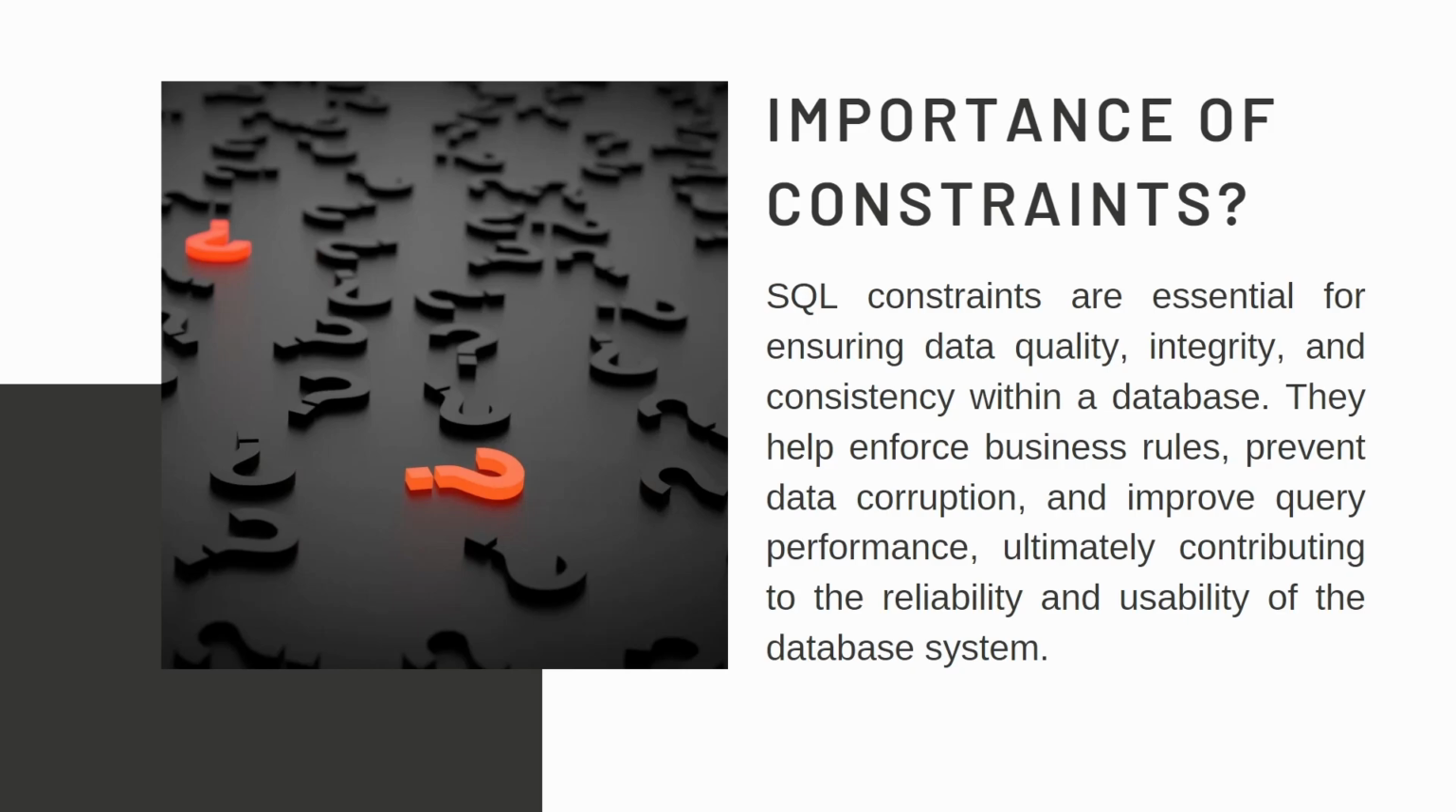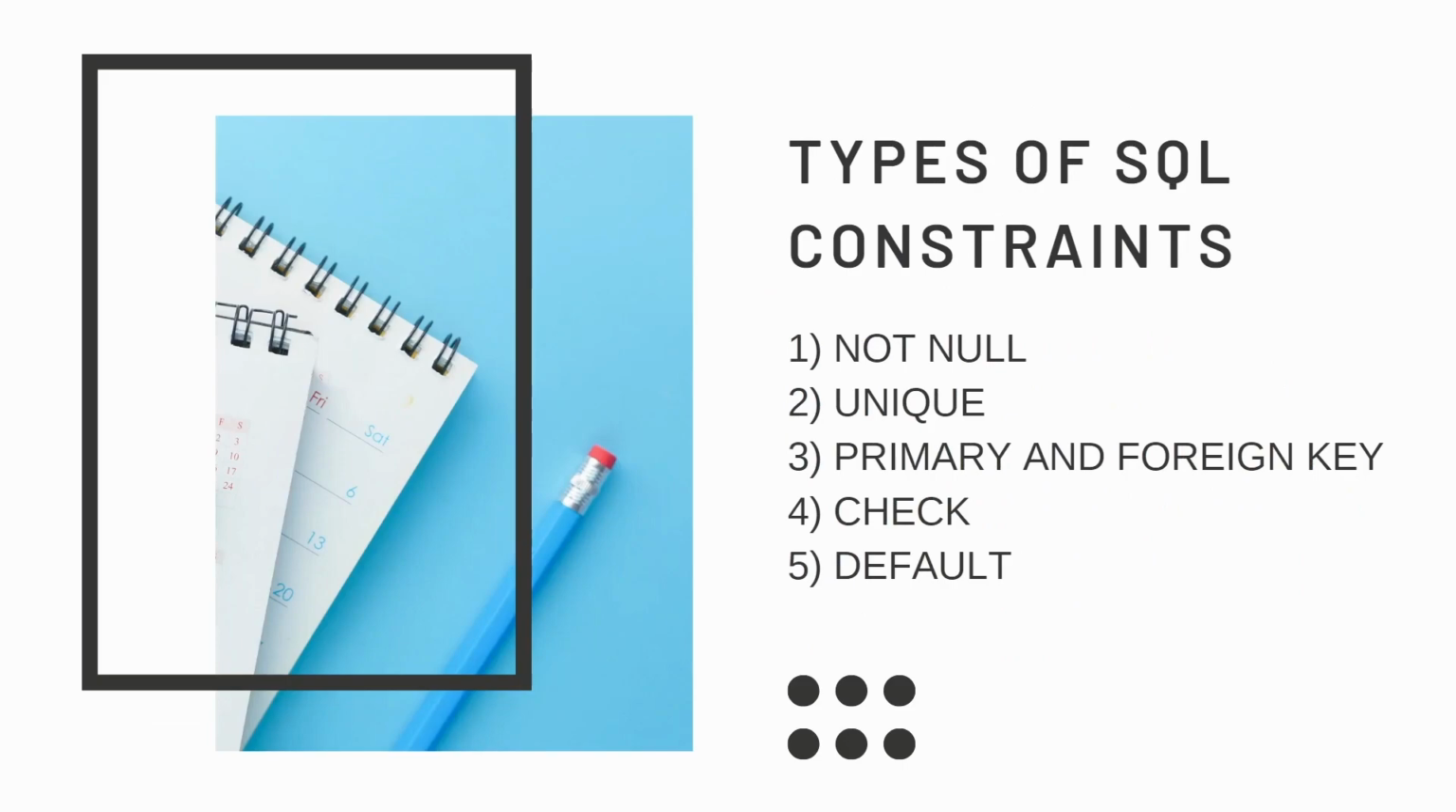Now, let's look at the different types of SQL constraints. The different types of SQL constraints are not null, unique, primary and foreign key, check, and default. Now, let's look at each of them one by one with an example.